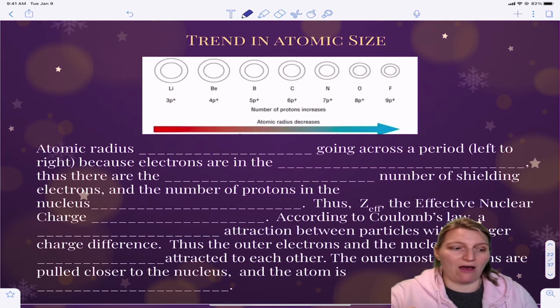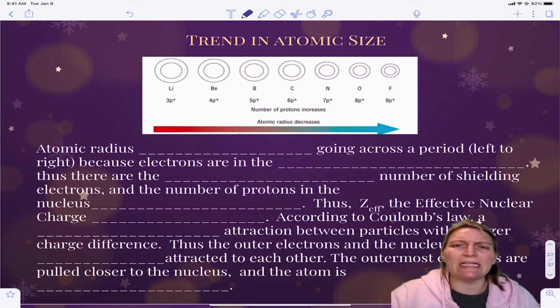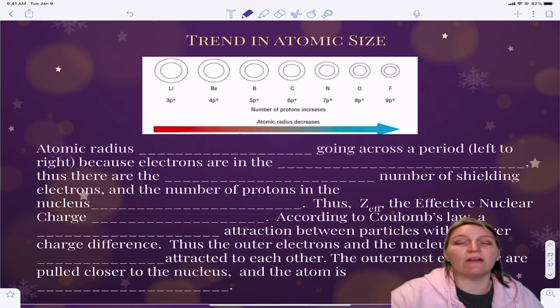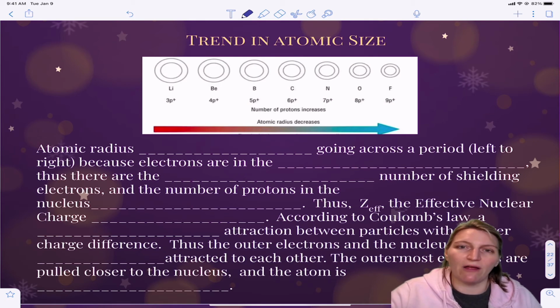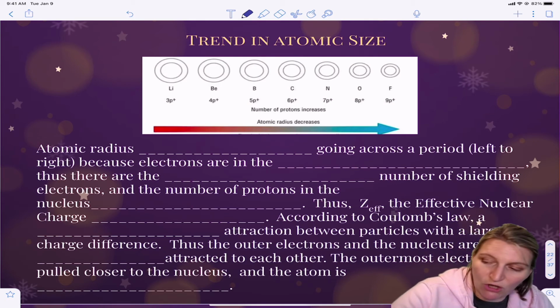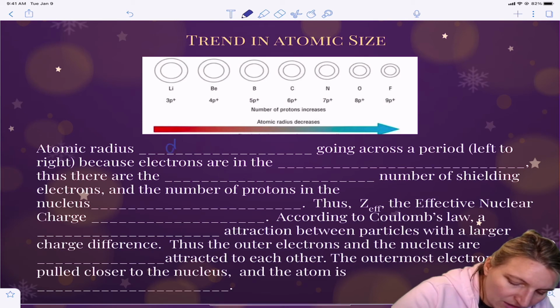So what we're going to do right now is write out a really good and well-worded answer to the question, why does atomic radius decrease as you go across a period? And we're going to write this out very thoroughly, because on the test you're going to be asked to explain this. And there's many other periodic trends. So we're going to write it out very thoroughly once, and then you can use that as a model for your other periodic trends.